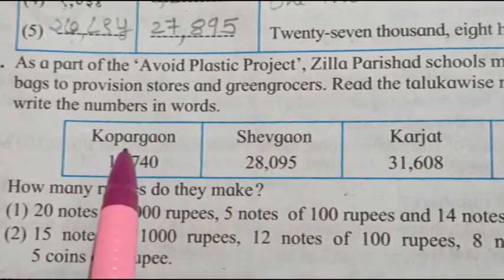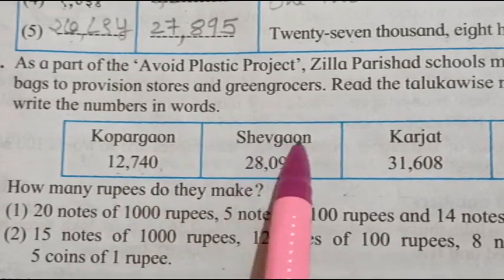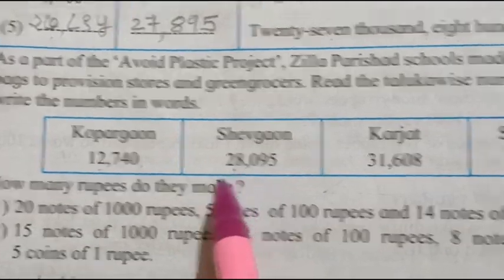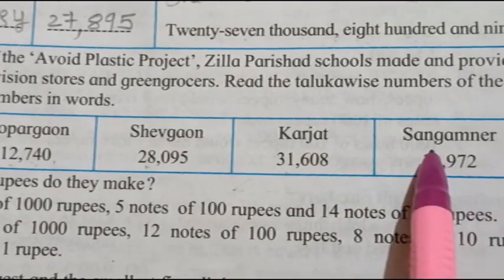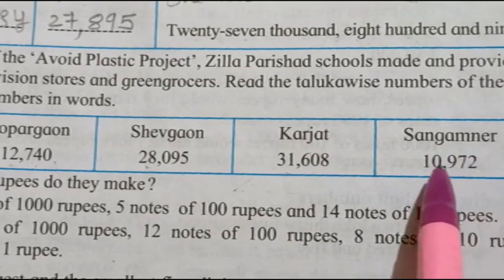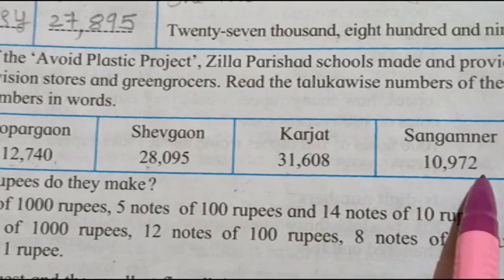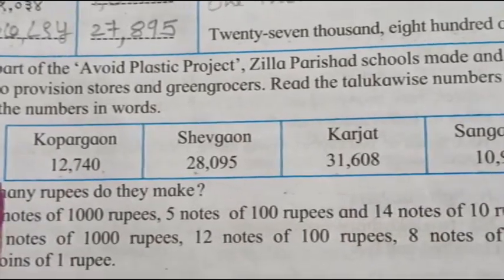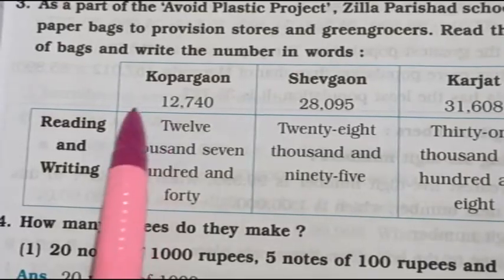So first they have given Kopargaon, that is 12,740, Shevgaon, that is 28,095, Karzat, that is 31,608, and Sangamner, that is 10,972. Okay, so in this question students, you are supposed to write them in the words. Now see how you are supposed to solve it.